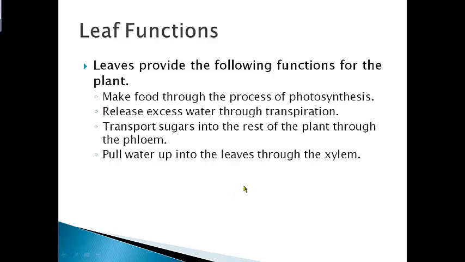Guys, that's going to be a glossary term. You're going to want to put that in your glossary. Transpiration is the process where water leaves a plant and goes into the atmosphere. It's also part of the water cycle, if you remember that from 6th grade.